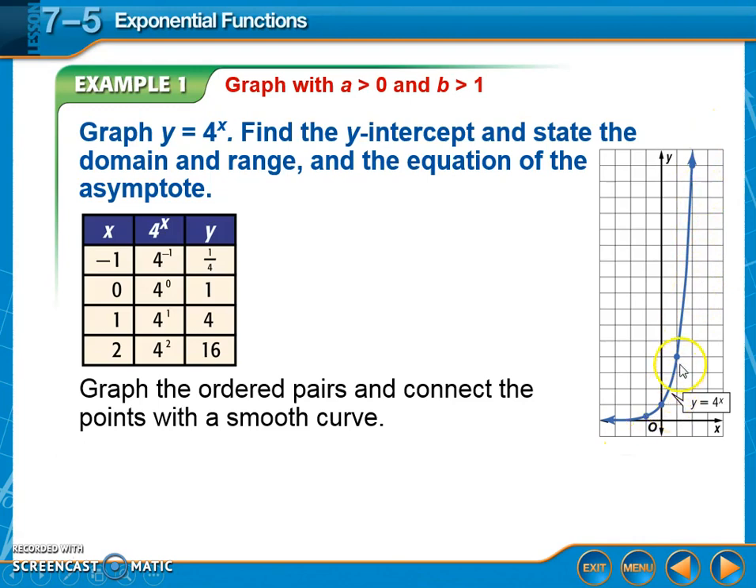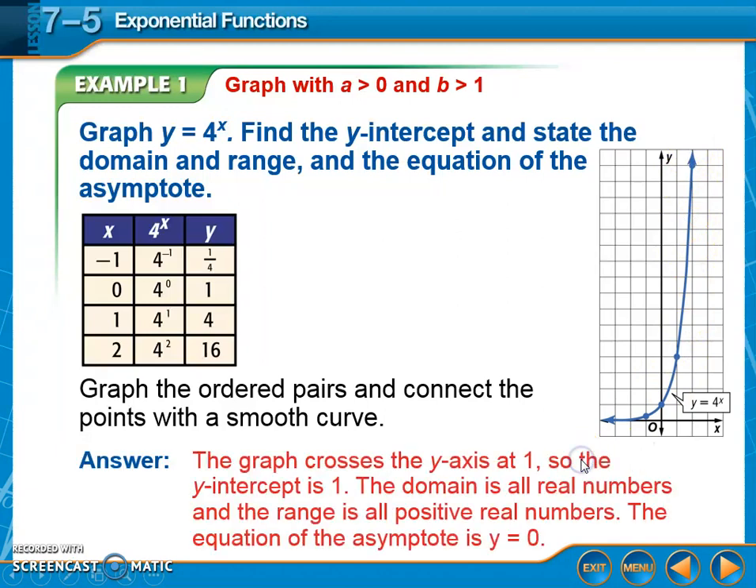So you can see the points that they graphed right here. -1, 1/4, 0, 1. 1 is 4. 2 is all the way up to 16. That is an exponential graph. That's exponential growth. You just put the dots on there and you draw a nice curved line through there. Keeps going up.